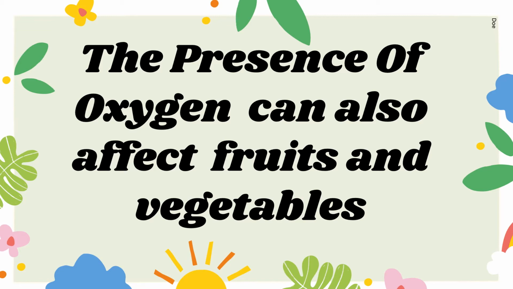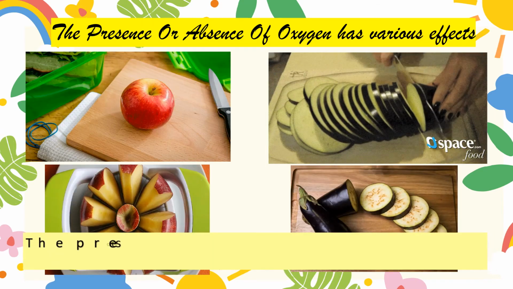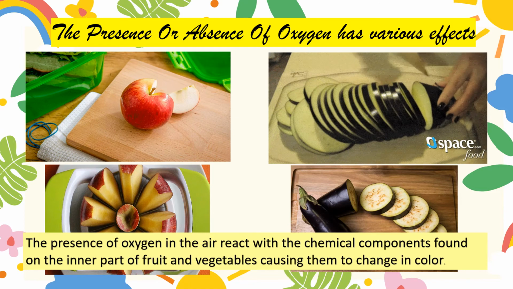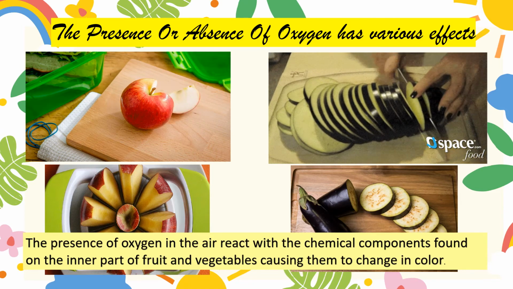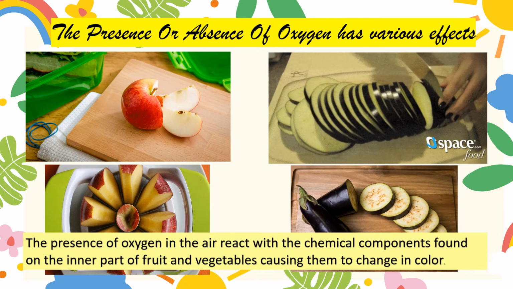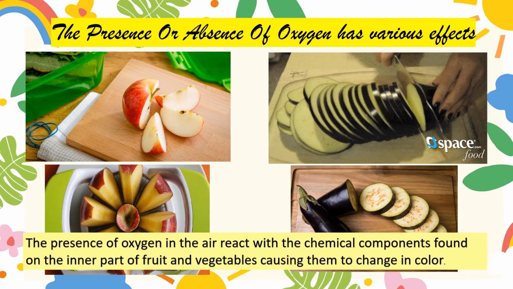The presence of oxygen can also affect fruits and vegetables. Have you noticed that after you cut a fruit or vegetable, after a few minutes, it changes in color? Okay, take a look at this example. For example, when you slice an apple and eggplant, what have you noticed? How the apple and eggplant change in color even before you cook them. Why does it happen? This is because of the presence of oxygen.